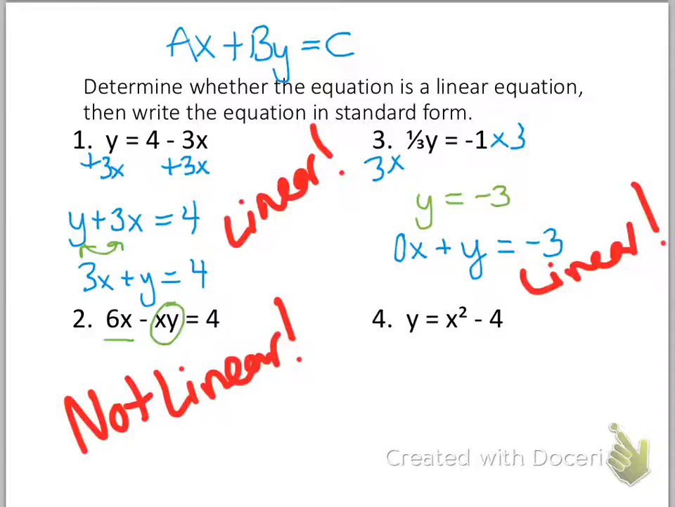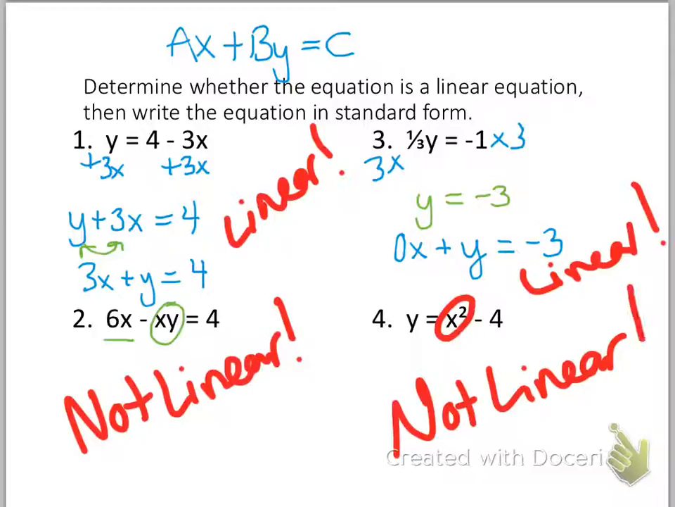Try number 4. y equals x squared minus 4. Well, I hope you noticed there's an exponent. Therefore, it is not linear. Now, sometimes you can tell really quickly, and other times you need to do a little bit of thinking and show a little bit of work.